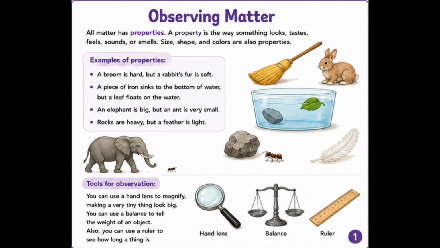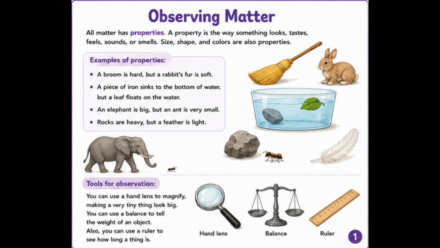Observing matter. All matter has properties. A property is the way something looks, tastes, feels, sounds, or smells. Size, shape, and colors are also properties. For example, a broom is hard, but a rabbit's fur is soft. A piece of iron sinks to the bottom of water, but a leaf floats on the water. An elephant is big, but an ant is very small. Rocks are heavy, but a feather is light.